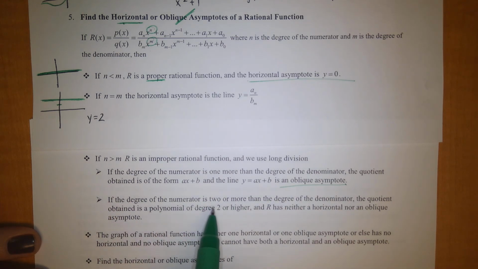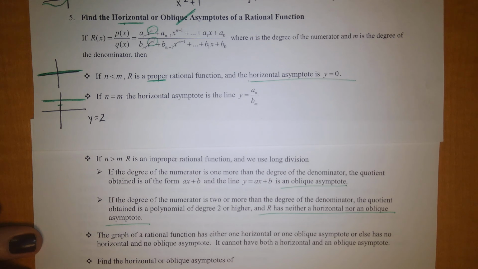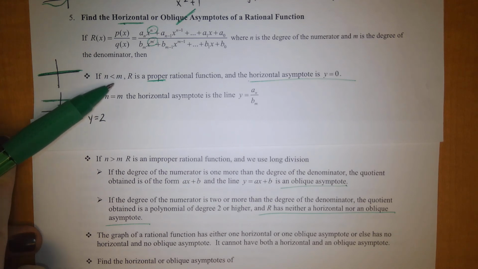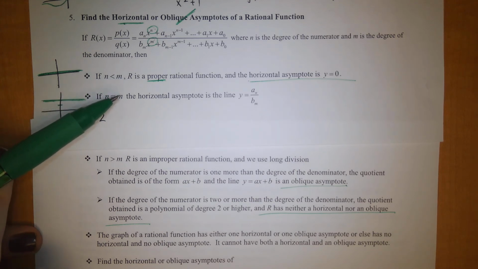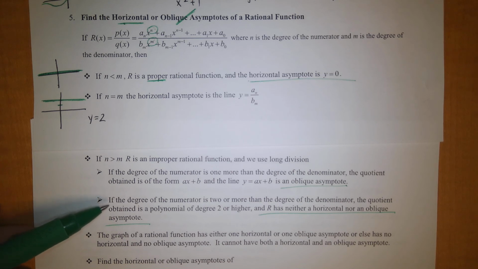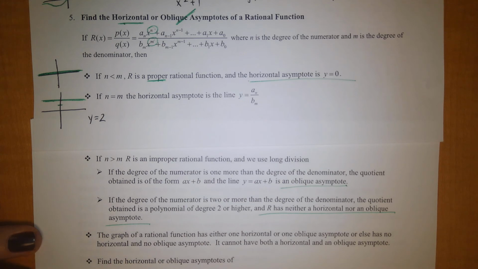If the degree of the numerator is 2 more than the degree of the denominator, then the quotient obtained is a polynomial of degree 2 or higher, and R does not have a horizontal, nor does it have an oblique. So we're going to do examples of all 4 types. Numerator smaller than denominator, numerator equal to denominator, numerator bigger than denominator by 1, and then numerator bigger than denominator by more than 1. So we'll do an example of all 4 types coming up.